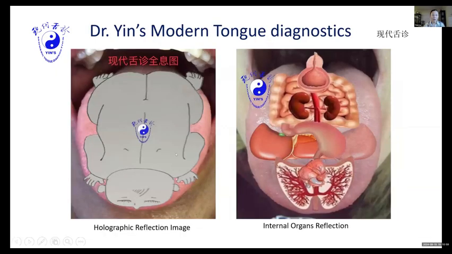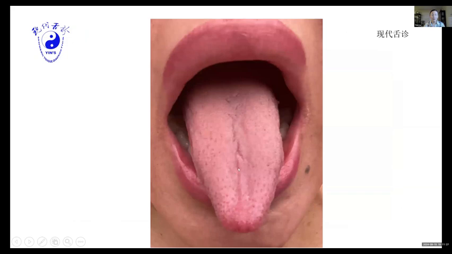You all remember this one, right? The left side is Dr. Yin's holographic reflection image of the body, and the right side is the internal organ, how it reflects on the tongue. So the baby is in the supine position, and you need to remember where the arm, where the leg, where the hip is located. So this is just to give you an example.